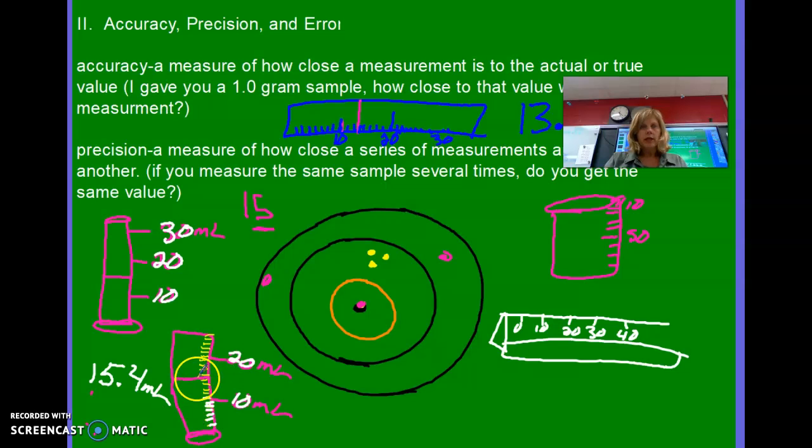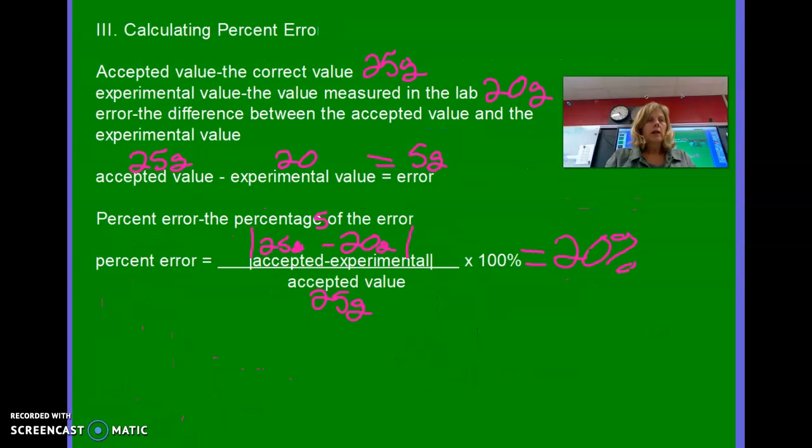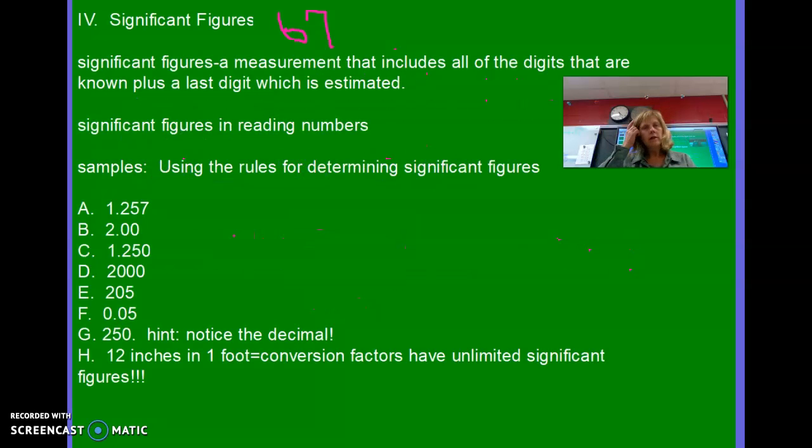And this one I said I can estimate to, because even though we only have numbers every 10, every single little milliliter line is actually marked, so I can estimate to the tenth place, or a tenth of a milliliter. So that's where that's coming from. And this ties in with that. We are going to determine, for just right now, how many significant figures are in each of these numbers. So we're going to use these rules.